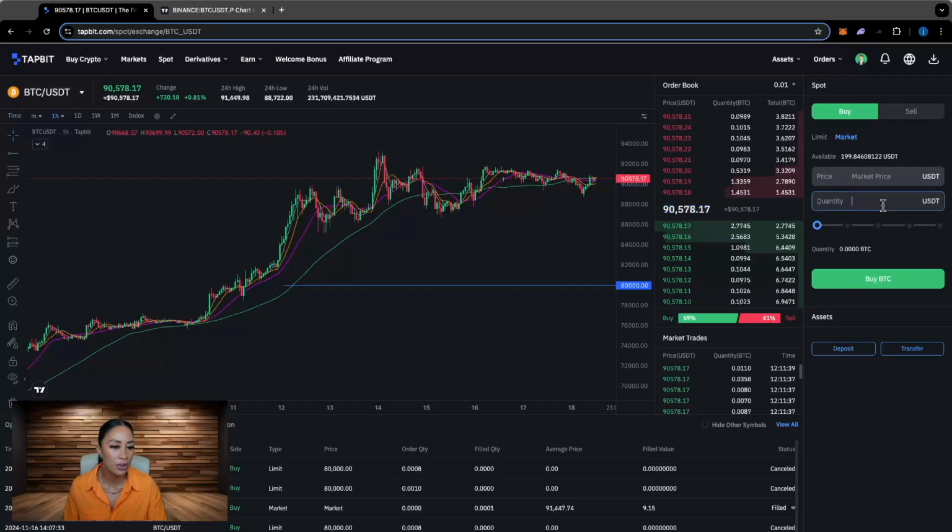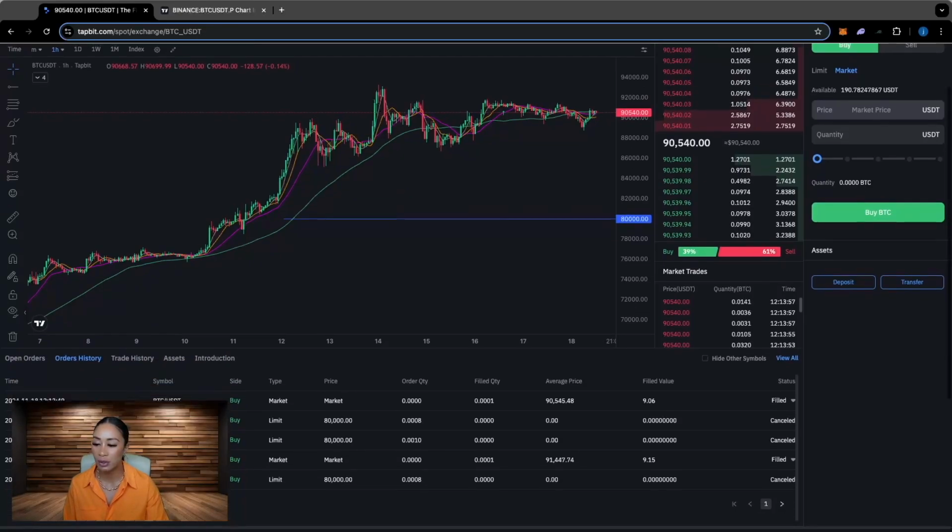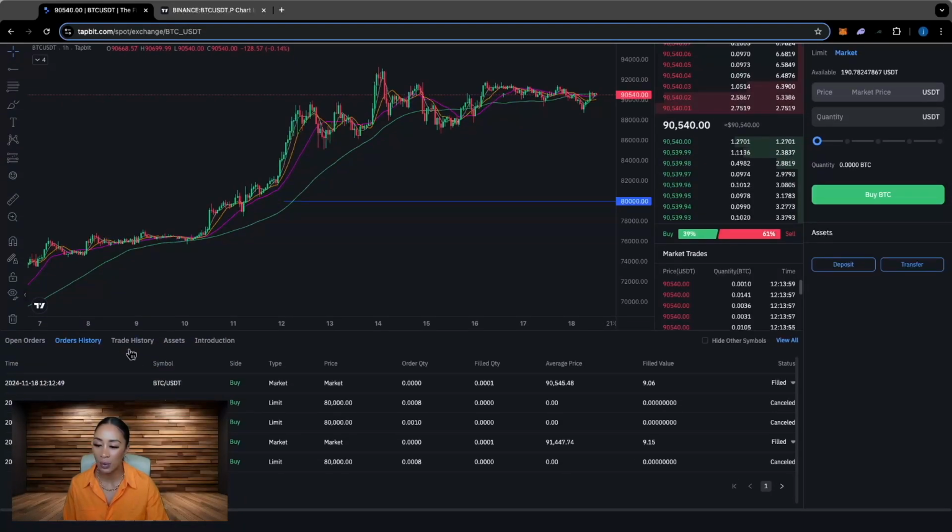All you would need to do is select your quantity in USDT. You can either enter that manually by typing it in, or you can use the slider bar. Once you are happy with the amount you want to buy, just click buy BTC. The system will then instantly match your order with the best available price and your trade will be executed immediately, and you will be able to find that here in orders history.